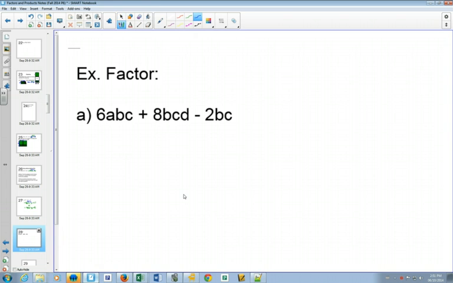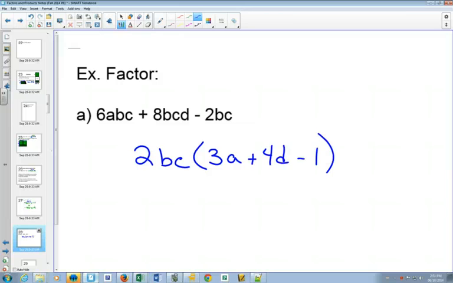All right, how did you do? 2BC, 3A plus 4D minus 1. Excellent. And when you take out everything, like you see how the last term has a 2BC, you have to remember a 1 there because you've taken it out.